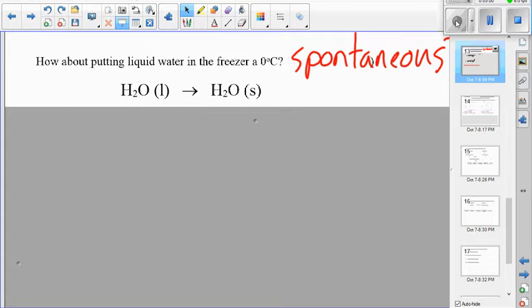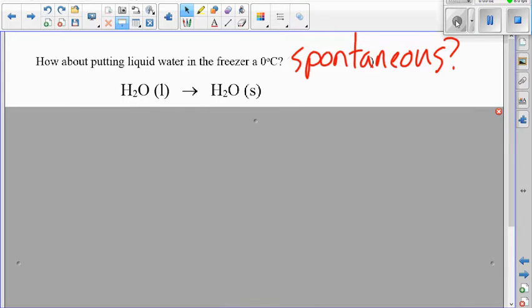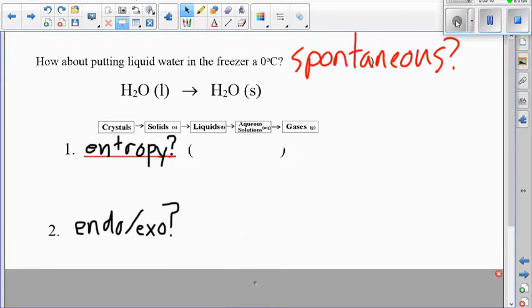Ice in. Here's the situation. Okay, so you're going to pour some liquid water. You put it into like a little tray or something. You put it in the freezer at 0 degrees Celsius. Here are all the things I want you to talk to me about.